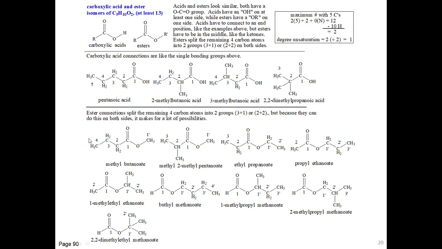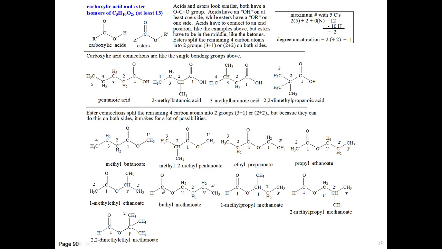So here I have 3 on the left and 1 carbon on the right, but I could do it at the end, or I could do it in the middle. These are different. I could go to 2 and 2, so that's pretty much the only way there. Or I could go to 1 and 3, but now 3 on the right here is at the end, or 3 on the right is in the middle.